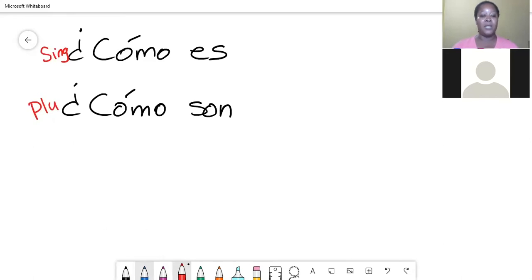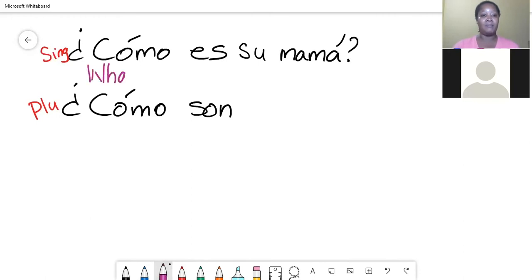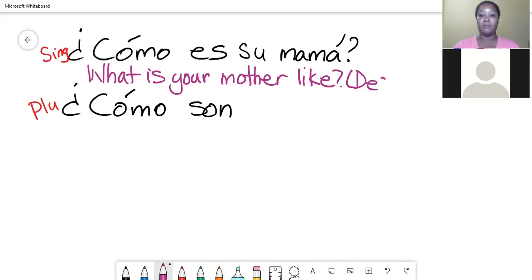Now, as it pertains to our lesson, what is going to be inserted at the end is going to be whoever you want to know the description of. And so if we ask the question, for example, ¿Cómo es su mamá? It could be any family member for that matter. We're actually asking, what is your mother like? And we're asking for a description of her. Description.